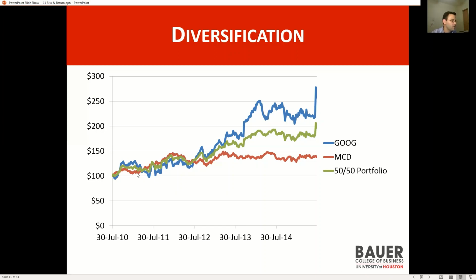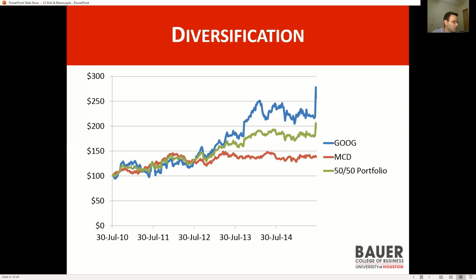In this figure, we're plotting what happens to $100 invested in Google, that's the blue line, over time from July 30th, 2010 to July 30th, 2014, or it looks like the end of 2014 rather. So blue is Google, red is McDonald's. At $100, you put it in McDonald's. And then the green line is a mix. You're putting $50 in Google, $50 in McDonald's.